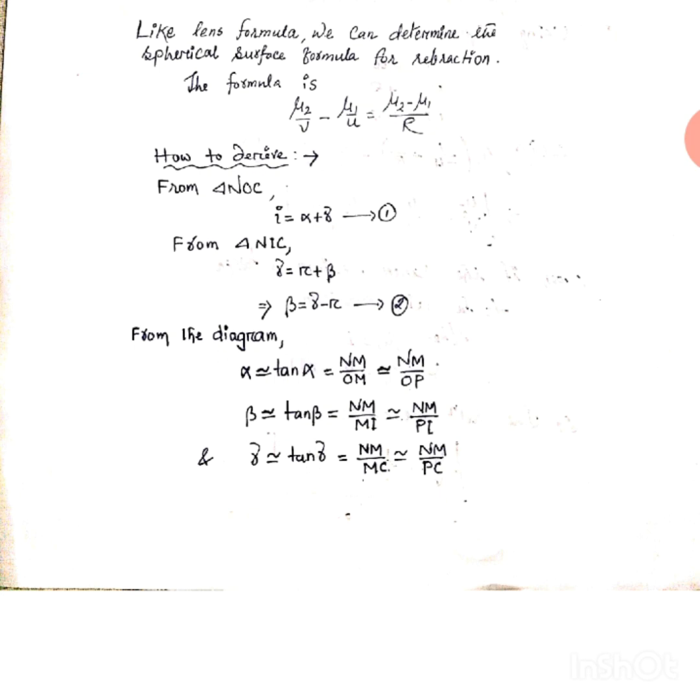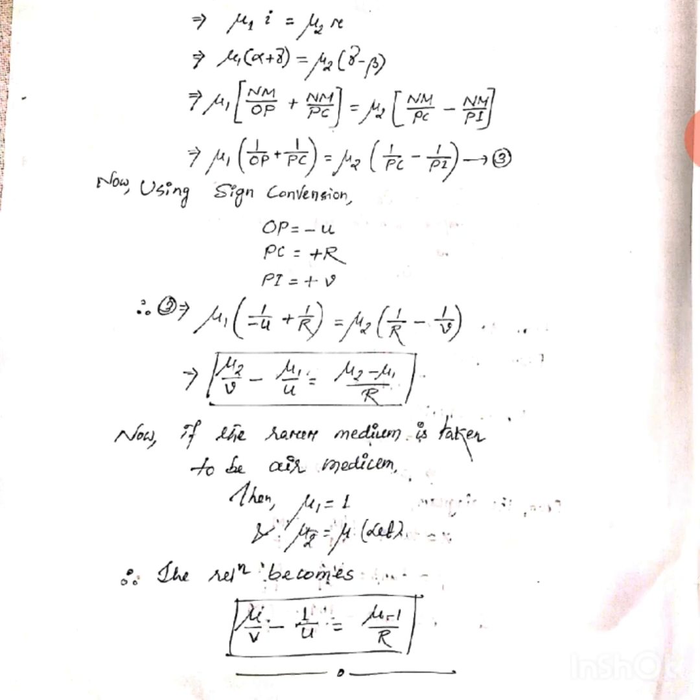Now it's very important. In the next slide, we have to use Snell's law. By using Snell's law, what can we write? Sin I by sin r is equal to mu2 by mu1. Mu2 is the refractive index of the denser medium, mu1 is the refractive index of the rarer medium.